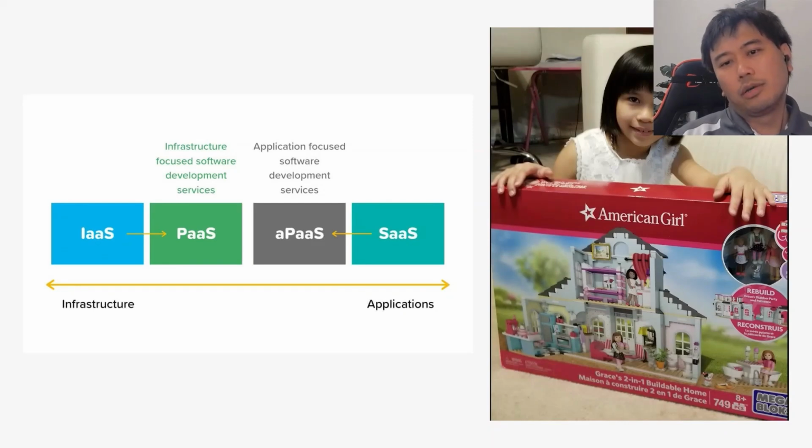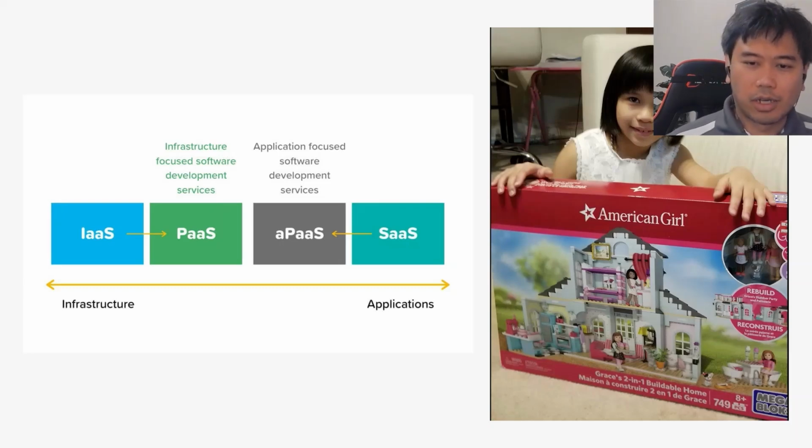So, like going back to my daughter buying a kit, you know, these Mega Blocks, to build a house, not from scratch, but a pattern that she can start with, right? And that's what IoT Central is providing us.